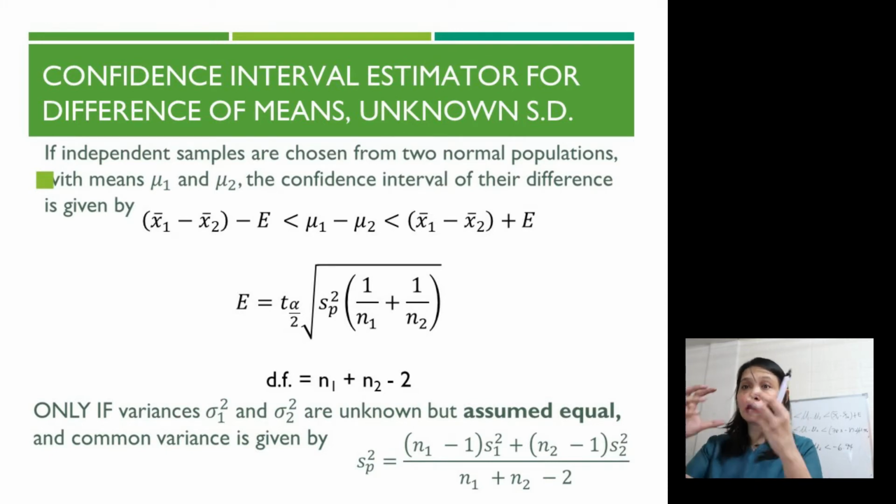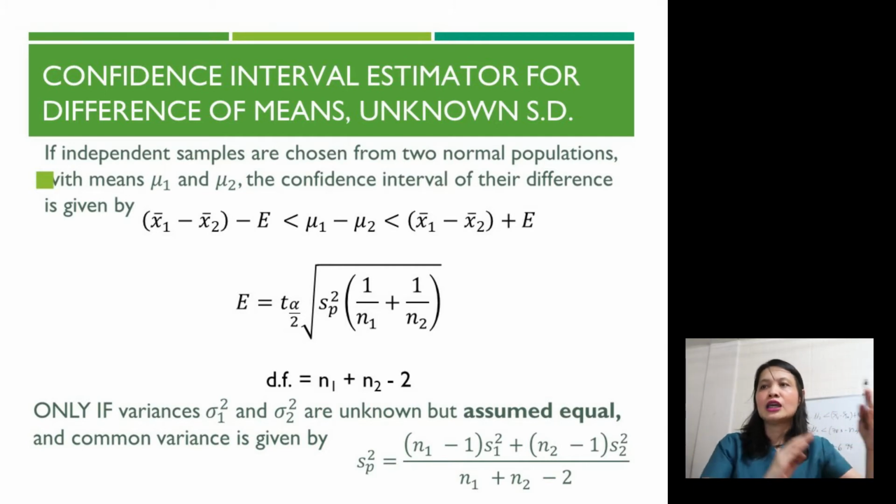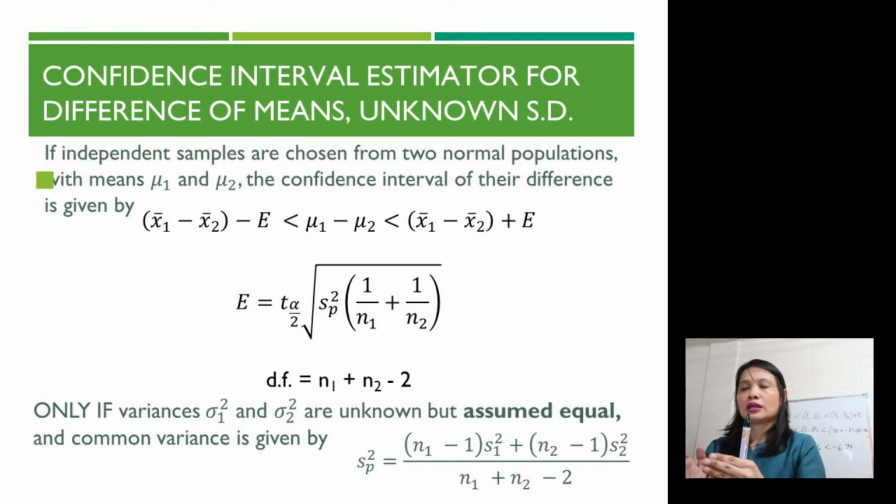Again, in condition letter C, confidence interval estimator for difference of means with unknown standard deviation. Meaning, if the sample size is less than 30 and the standard deviation is not given, we will be using T distribution, not Z anymore. So we will be using T distribution. That's why we need to use T alpha over 2.